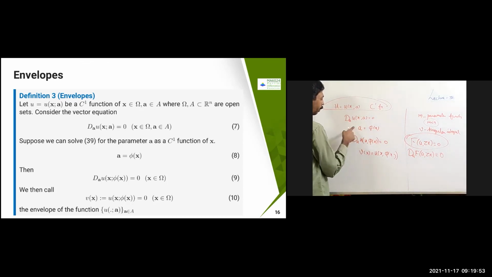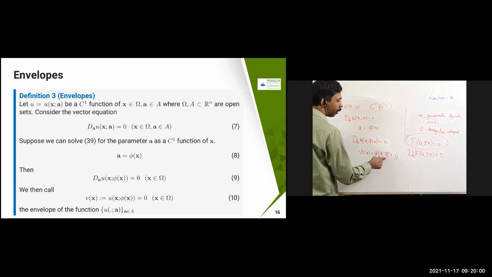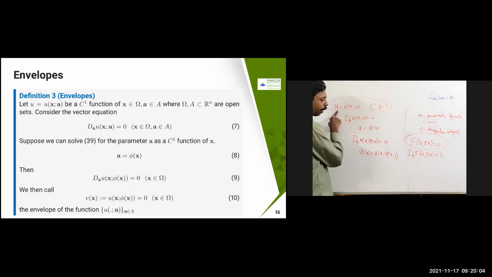Set a equal to π(x). In that case, v(x) can be written as e(x, π(x)). This is called the envelope of this integral, the envelope of this complete integral.